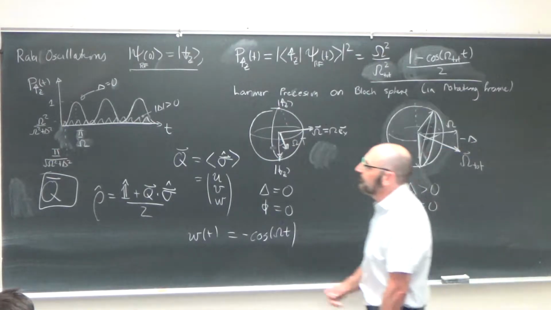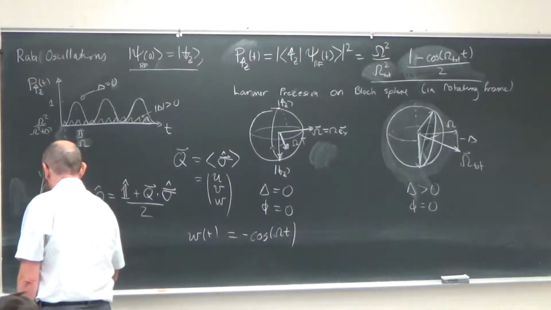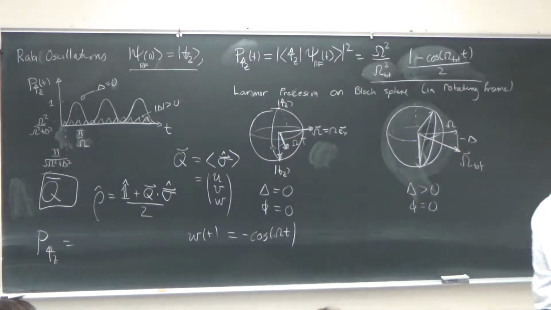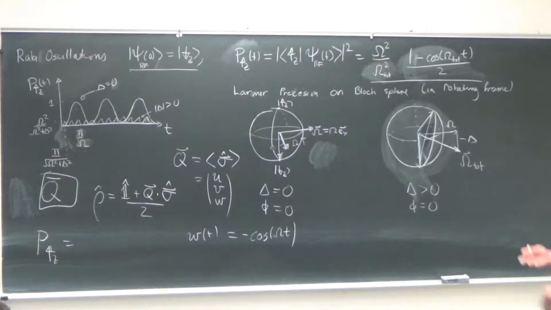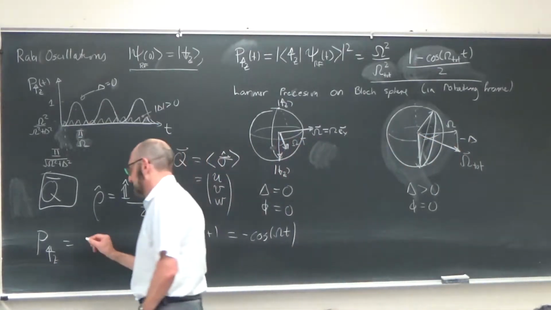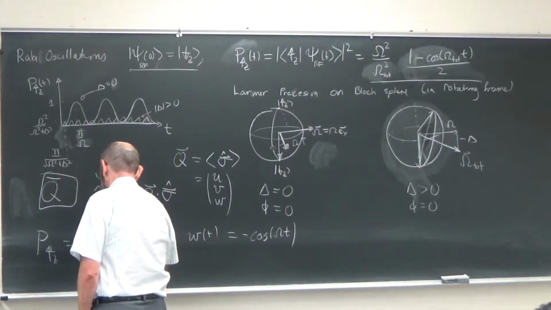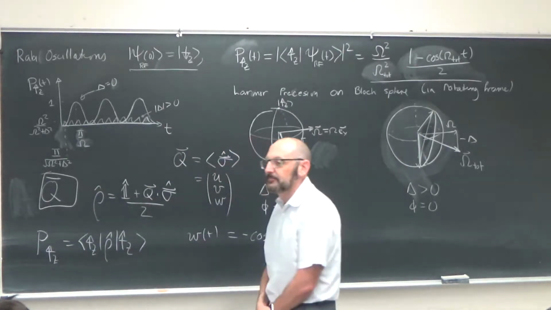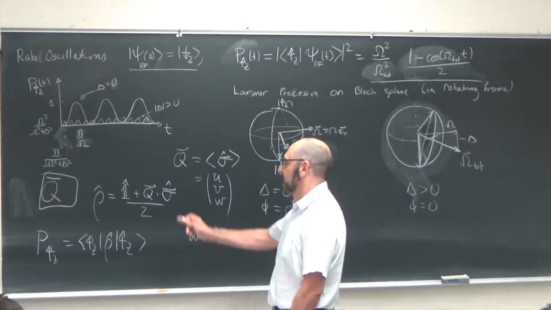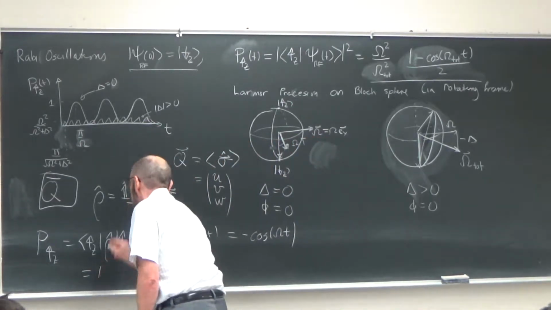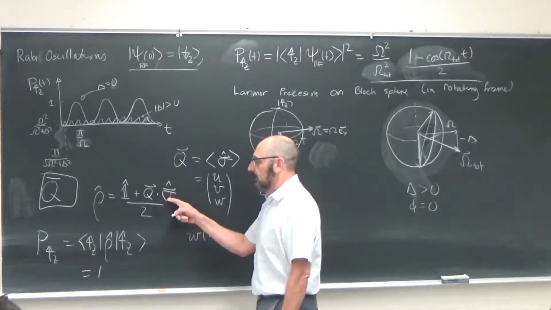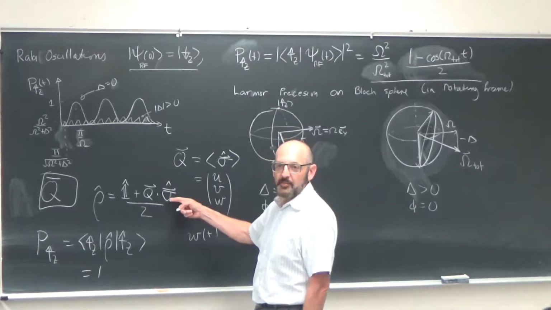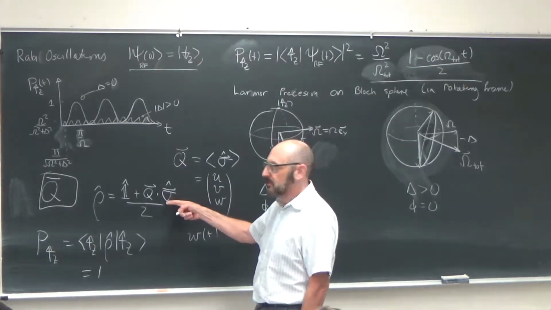So now I want to know, what's the probability to be spin up? How is that related? How do I get that from the density matrix? Yeah, the sandwich, the diagonal element. Which is equal to what? That's 1, and then it's the expectation value of that. Which is only going to be what?